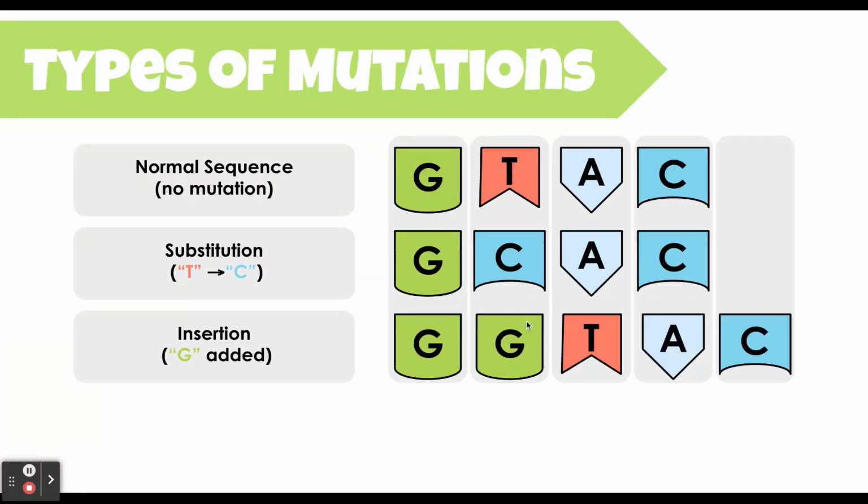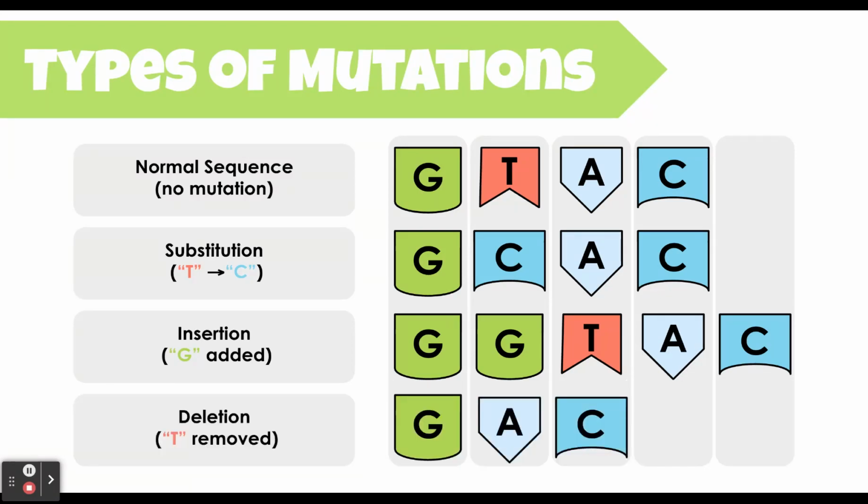An insertion mutation is when one or more nucleotides get added. In this case, a G was inserted here. What that did was push the TAC over one position. The TAC is still there, but now they're in new positions within the DNA.